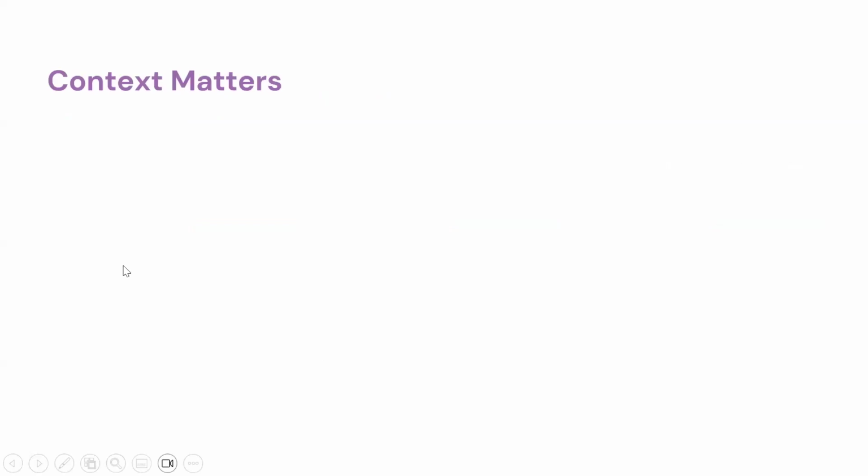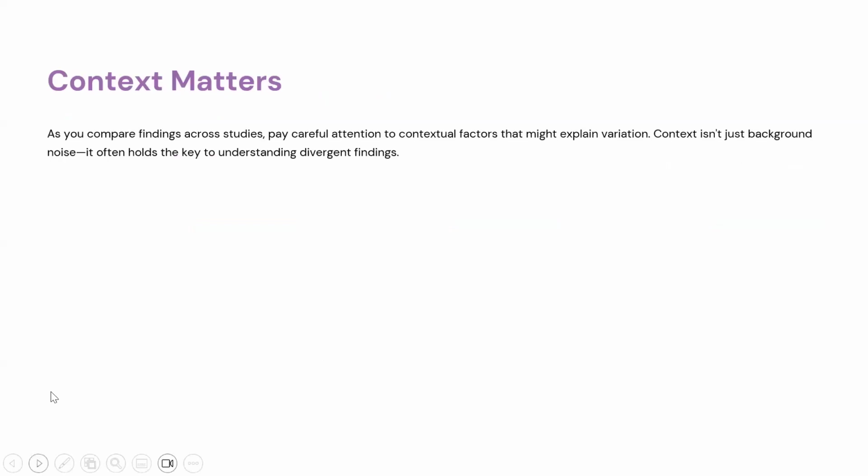Of course, in saying all of this, context matters. So as you compare findings across studies, it is important to pay careful attention to contextual factors that might explain variation. Context, as we've said before, isn't just background noise. It often holds the key to understanding divergent findings.